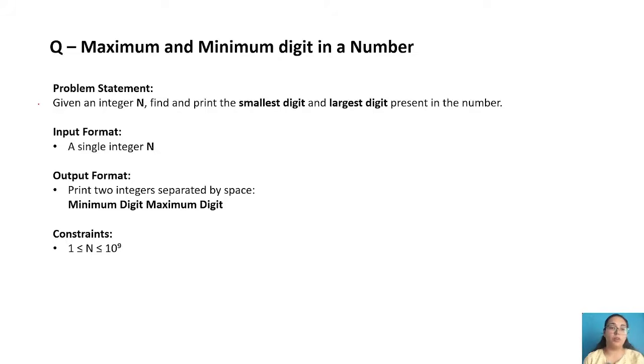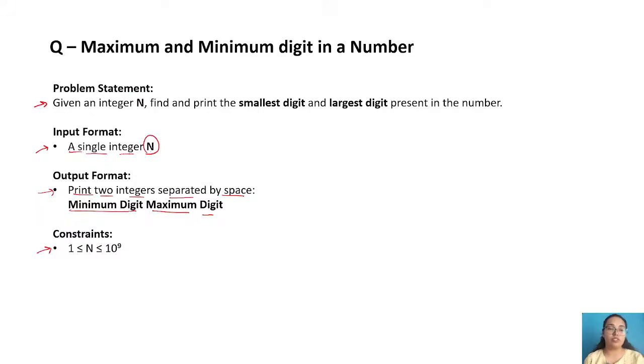Now let's see what the problem statement says. According to the problem statement, you will be given an integer n and you have to find and print the smallest digit and largest digit present in the number. Correct? Now, what is the input format? In the input format, you will be given only one single integer, let's say n. And in the output, you have to print two numbers separated by space, in the order first the minimum digit, then a space, and then the maximum digit, right? So this is how you have to get the output.